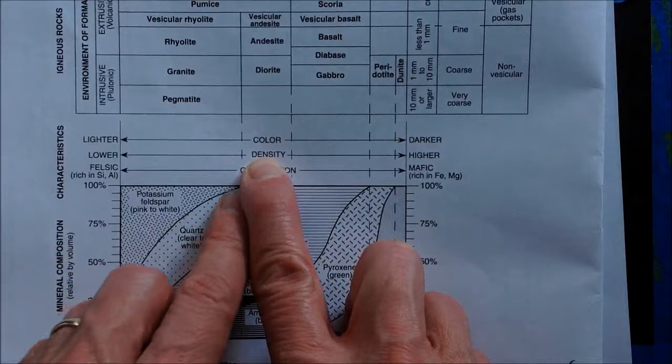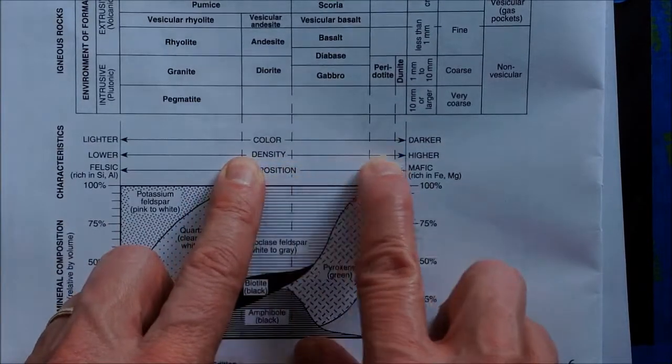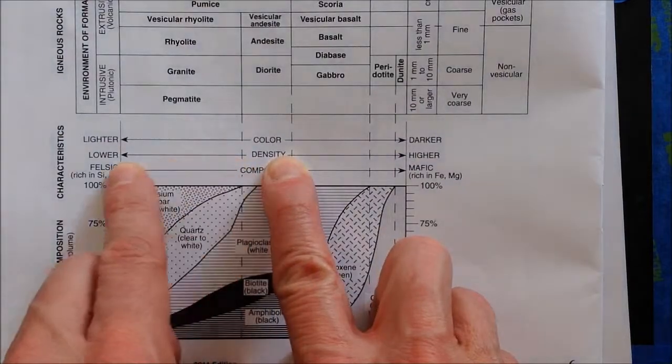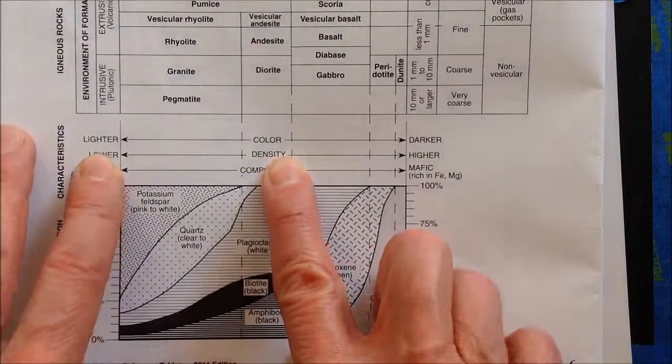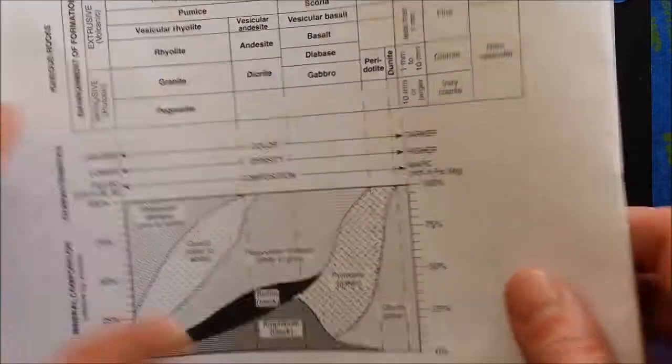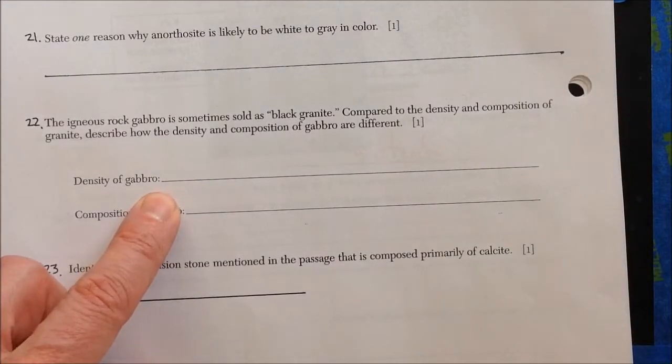On the chart, what it's saying is as you go this way, the rocks on this side of the chart are a little bit higher density, and as you go this way, the rocks on this side of the chart are lower density. So gabbro has higher density than granite. That's what the answer to this would be. Density of gabbro is higher.